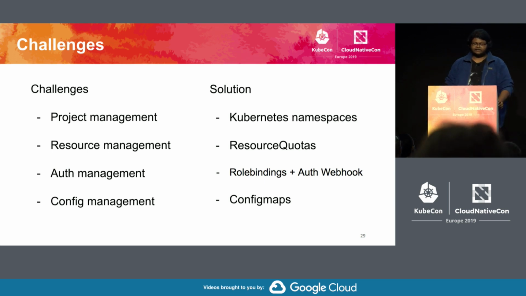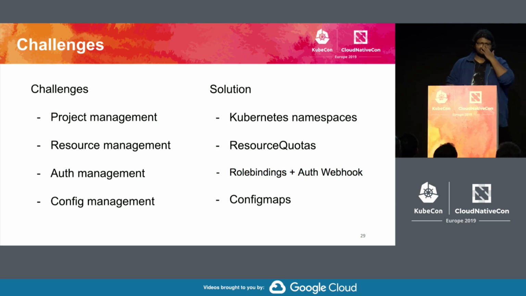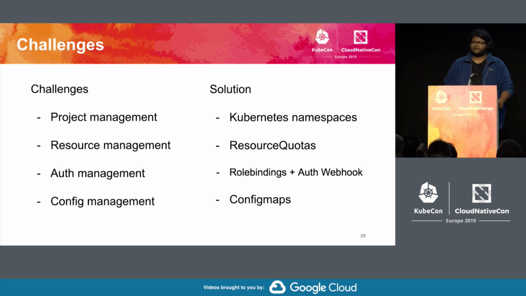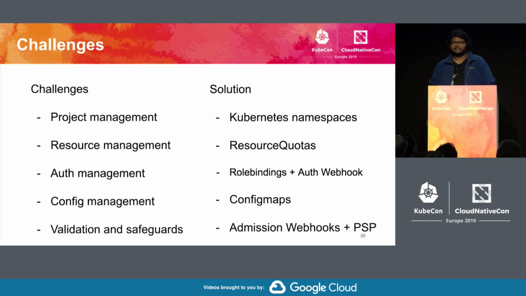Then the next challenge is config management. Different organizations have different requirements for the application to run with certain configurations, right? So the way we propagate these configurations is using config maps. And these config maps are injected in every namespace when the namespaces are created. And finally, the validation and safeguards of the resources that are being created. And we achieve that using admission webhooks from Kubernetes and pod security policies, which are also known as PSPs. Using these, we can ensure a secure environment for your workloads to run.